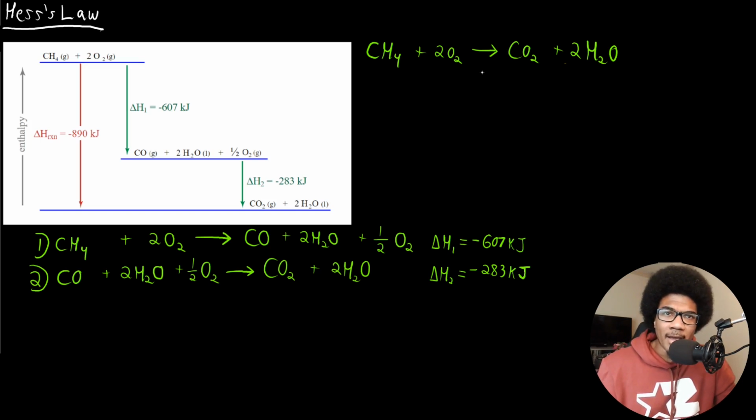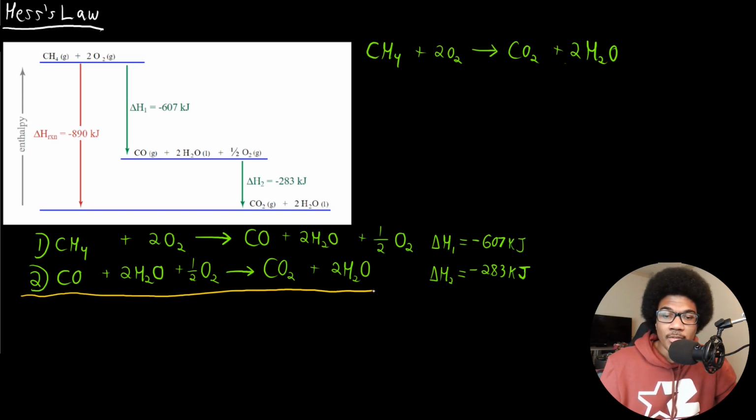But imagine that we have a series of steps. Let's say this happens in a two-step process. In that two-step process, you go through an intermediate step where you create carbon monoxide gas, water vapor, and oxygen. And then those react to form carbon dioxide and water, right? So instead of going directly to the final combustion products, you go through this intermediate. Well, Hess's law says that the total enthalpy change should be exactly the same. So I've written out this two-step process here.